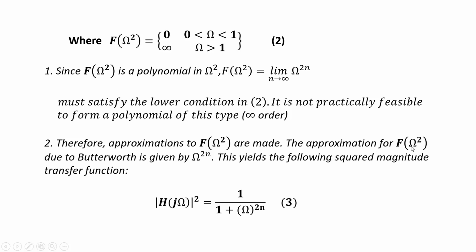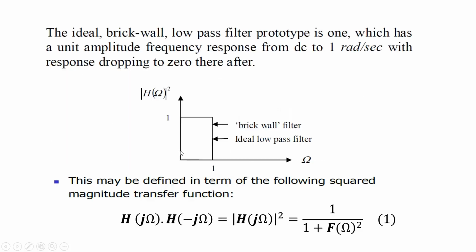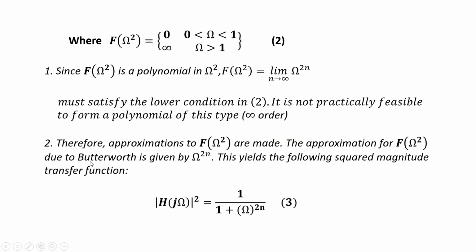The approximation for f omega squared due to Butterworth is capital omega raised to the power 2n. Butterworth, as I said, this is actually the contribution of Butterworth, that he made an approximation to this polynomial as capital omega raised to the power 2n, where n is the order of the filter. And we can modify equation number 1, and we will get 1 over 1 plus omega raised to the power 2n. That's how a brick wall filter will be turned into a Butterworth filter.